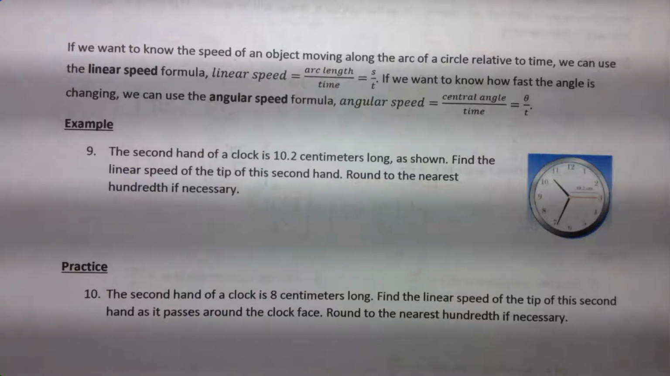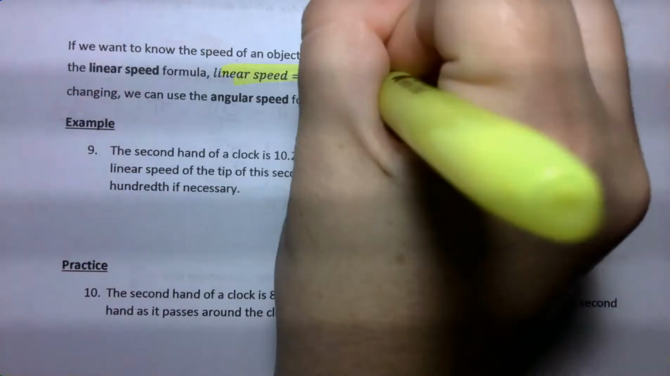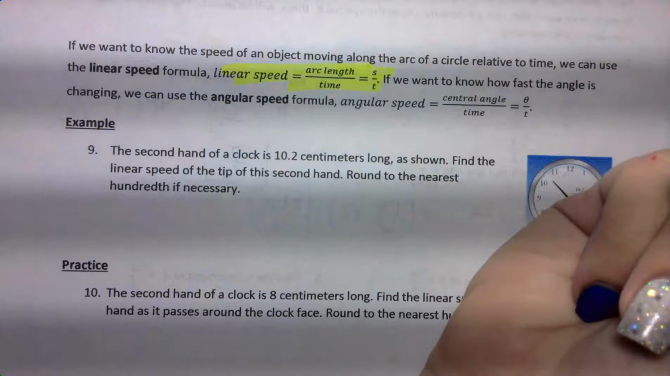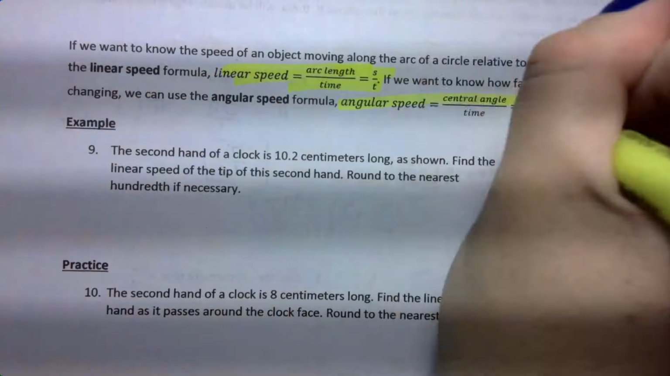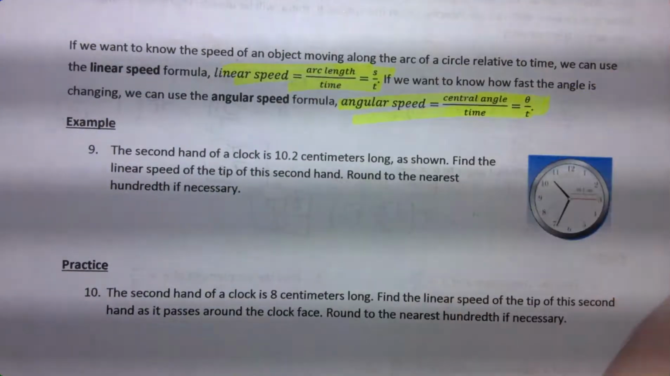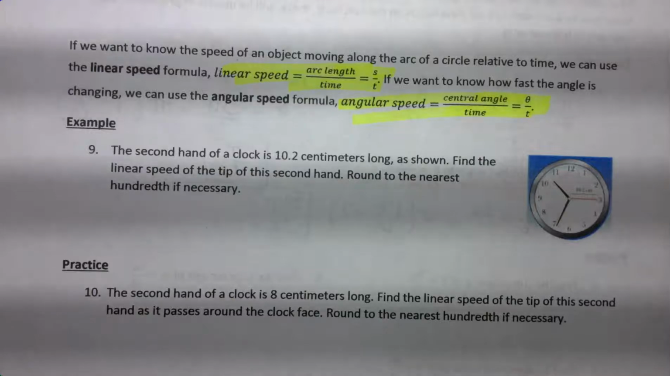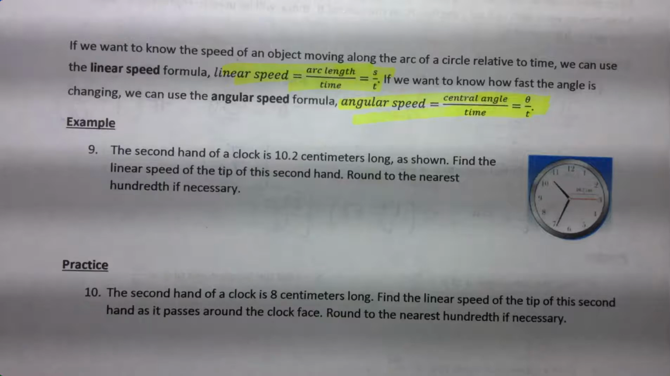For linear speed, I have arc length divided by time, so that's just s divided by t. And then angular speed is my central angle, which is my theta, divided by time. So number 9 tells me the second hand of a clock is 10.2 centimeters long, as shown.